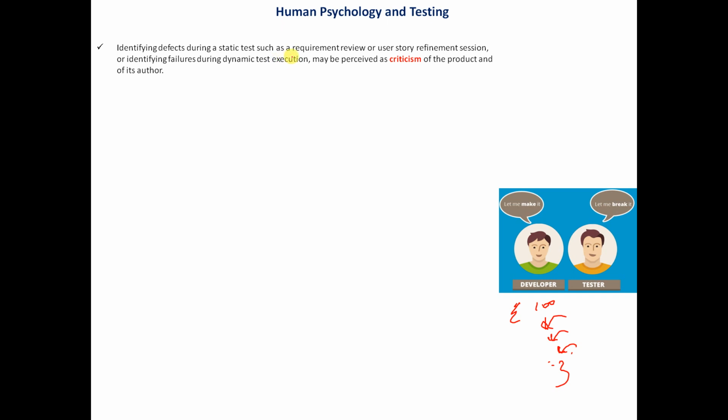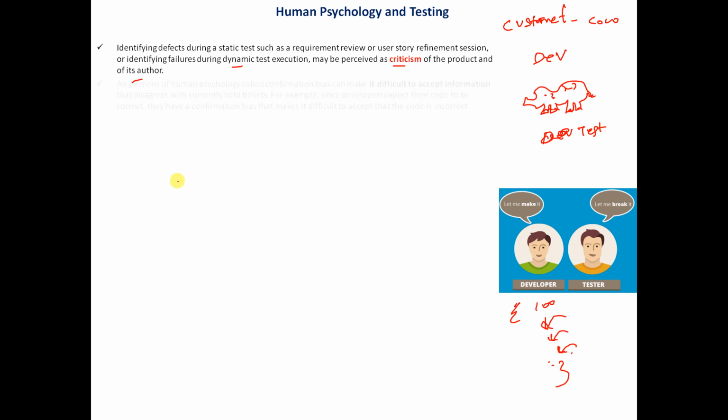All right, so let's start with this. Identifying defects during static testing or even dynamic testing may seem like a criticism of the product, or sometimes of the author, but it is not. For example, say I'm a developer. The customer gives a requirement to draw a cow. So I am drawing a cow. I'm a developer, and I tell you I have drawn a cow, and you are a tester. What is your mindset?